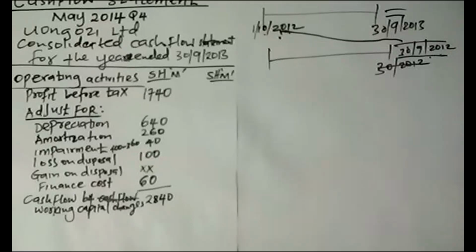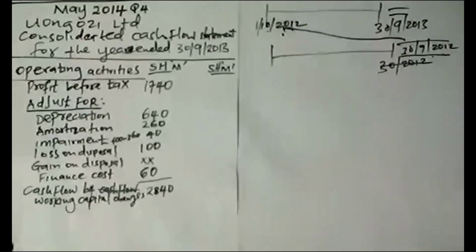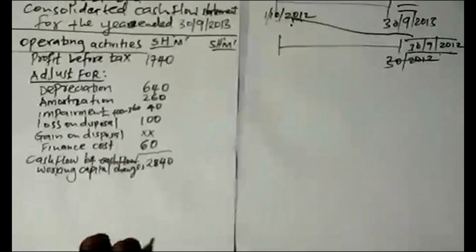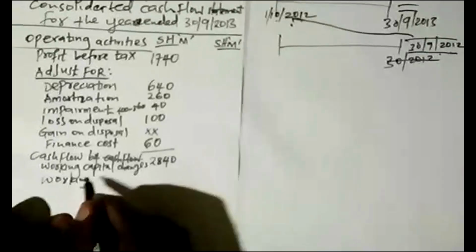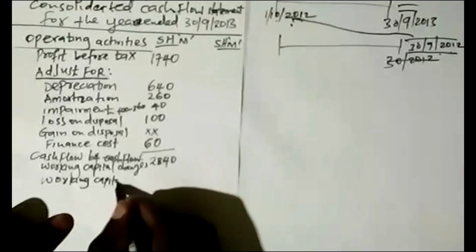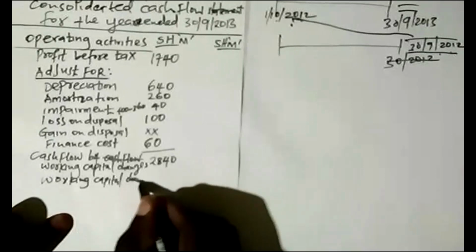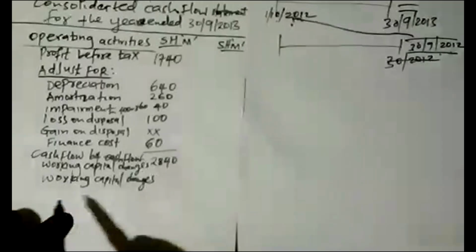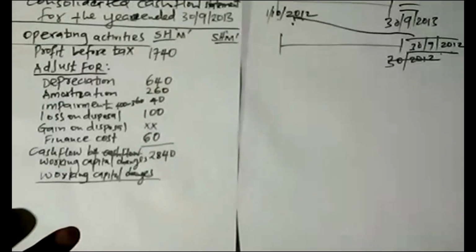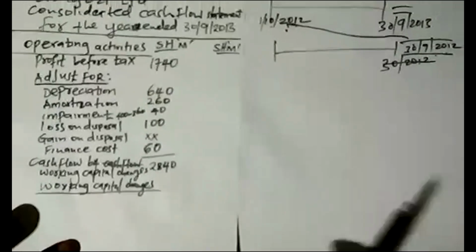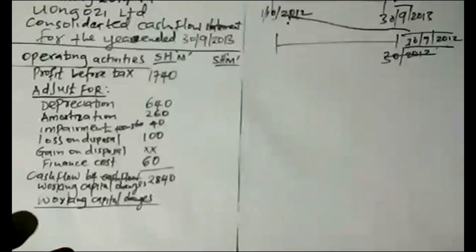So after we have a cash flow before working capital changes, now we can talk about working capital changes. Under working capital changes, remember that you consider current assets and current liabilities, but not all the current assets.